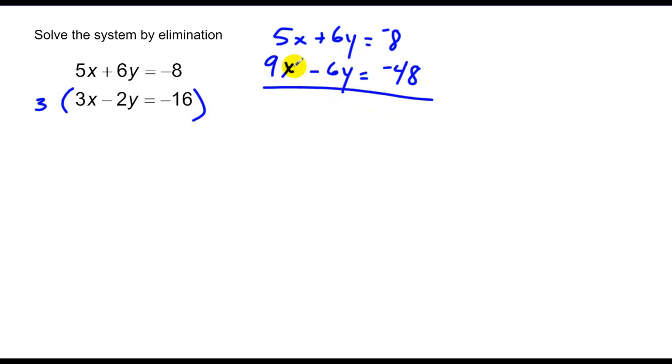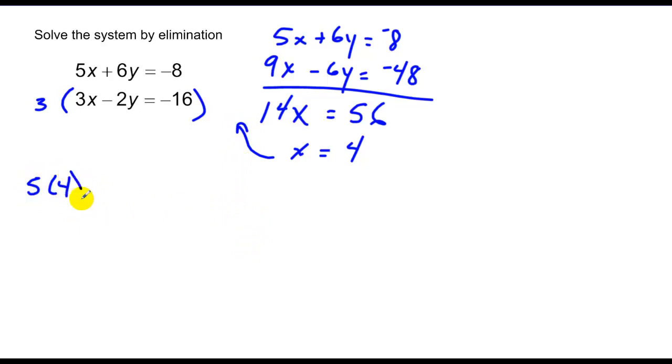This is nice because now if I add these two equations up, I have 14x and my y actually disappears because 6 minus 6 is 0. That's equal to 56. Divided by 14, x is equal to 4. I want to find y. I have to plug the x back into either of these two equations. Doesn't matter. I'll say 5 times 4 plus 6y equals negative 8.